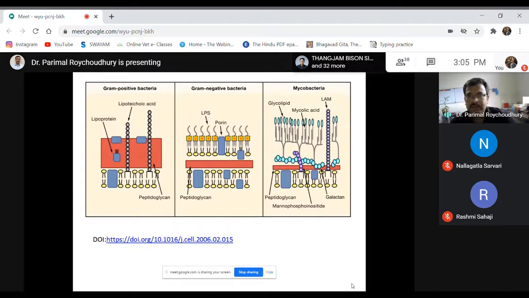They try to show here the comparative structural differences of gram-positive, gram-negative, and Mycobacteria, about the peptidoglycan and other components. All the staining reactions basically depend on the cell wall structures of the bacteria, and that helps us in getting the differential staining.